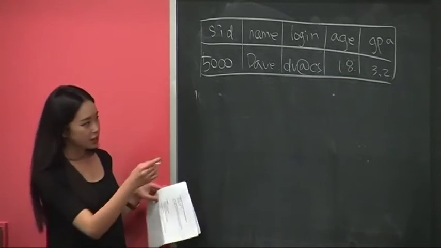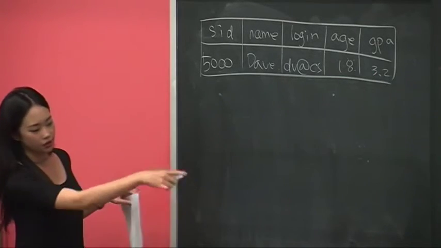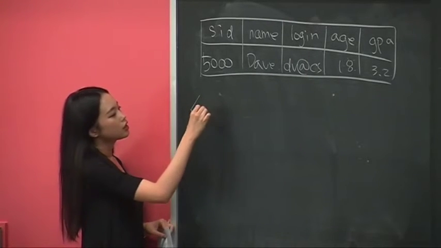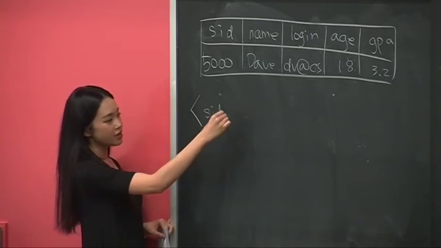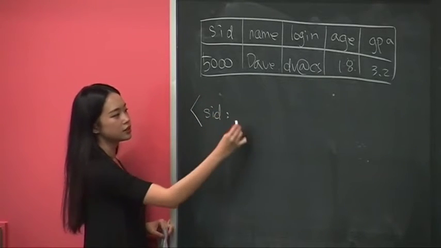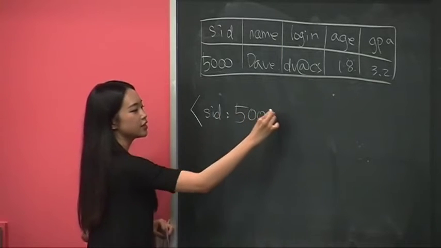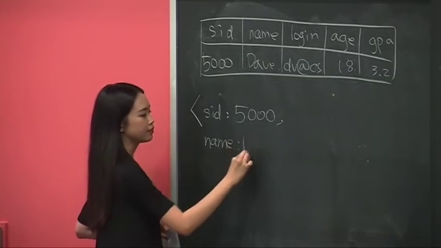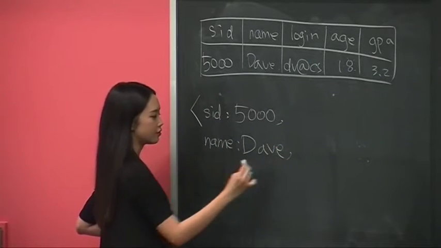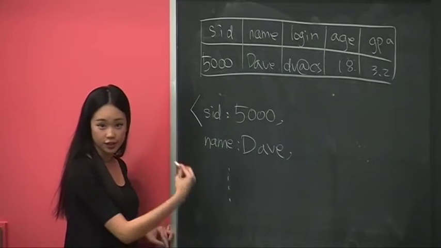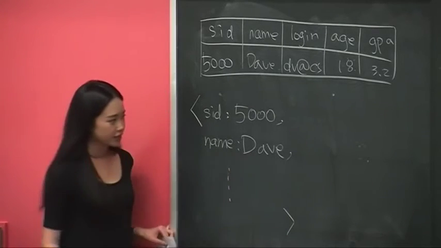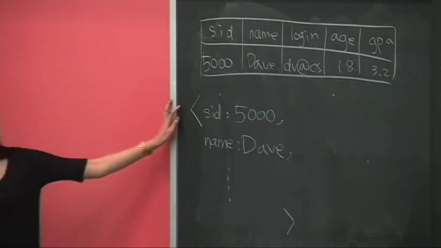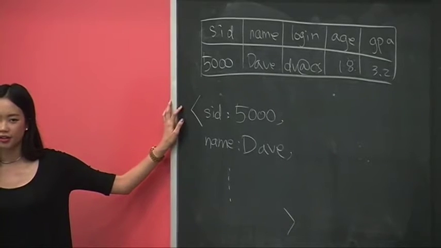To denote that in a tuple, following the format of F1, colon D1, so you just say this tuple for Dave is SID, colon 5,000, right? And then name, Dave, and then you keep going listing all of the information, and then finish it with the bracket, okay? You call this a bracket, right? Or no? Kind of. Okay.